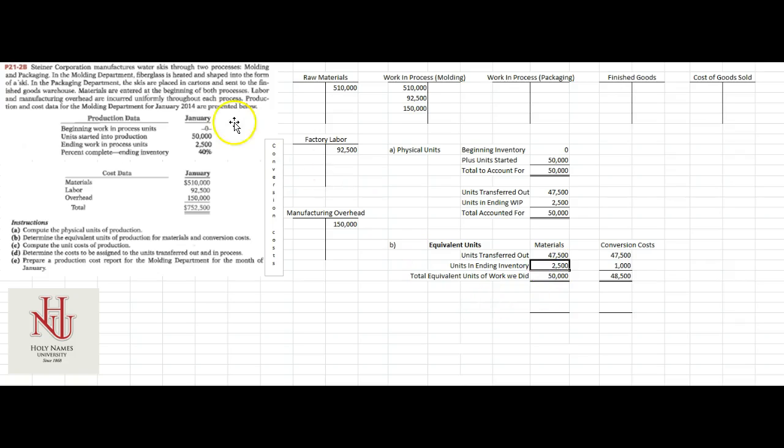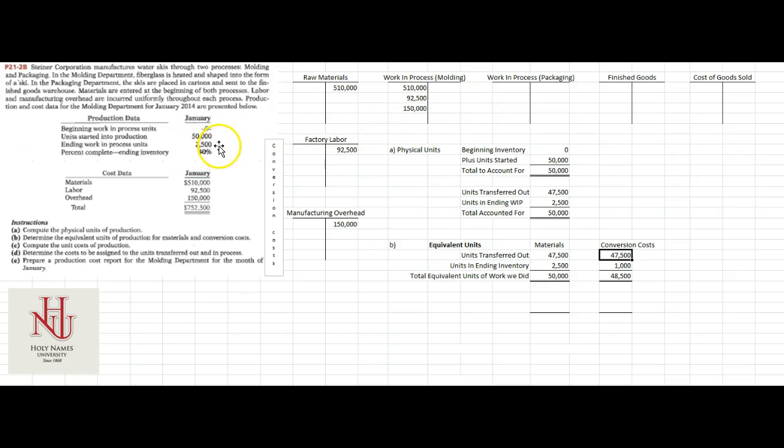Units in ending inventory, it tells us materials are entered at the beginning. So once we add the materials, there are no more materials to add. Hence, they are 100% complete as far as materials go. 47,500 transferred out, plus 2,500 units left in inventory that are 100% complete, means that we did 50,000 units worth of work as far as materials go. As far as conversion costs go, those 47,500 we sent out, they had to be complete, otherwise we couldn't have moved them on. Here's the tricky part.